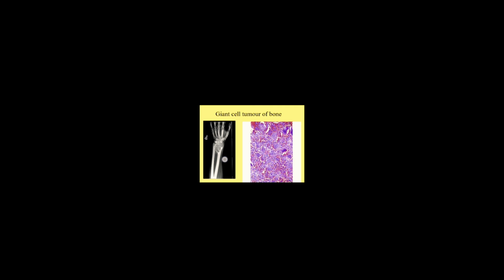So here we see a lytic radiolucent area mostly in the epiphysis of the bones, giving it a soap bubble appearance because of multiple radiolucent areas, and it will be covered by a thin rim of reactive sclerotic bone.